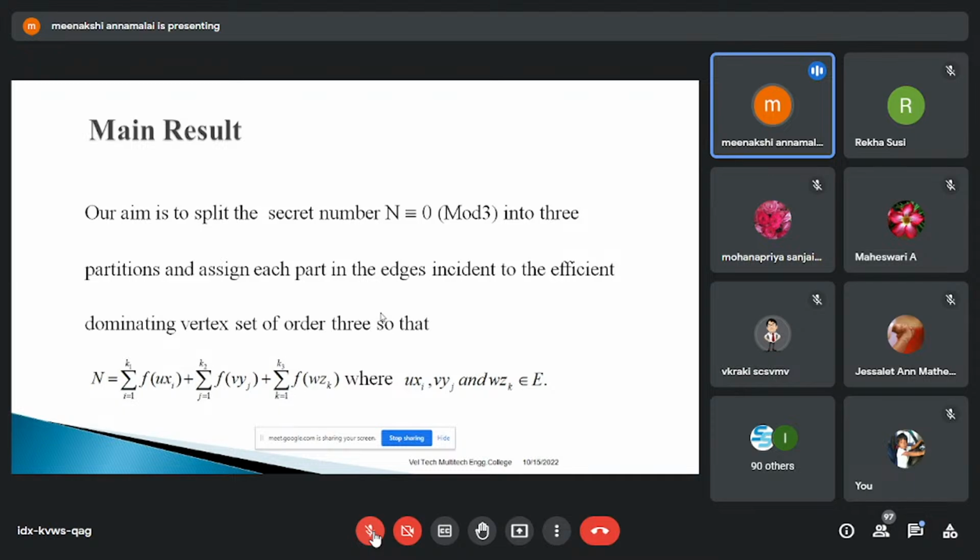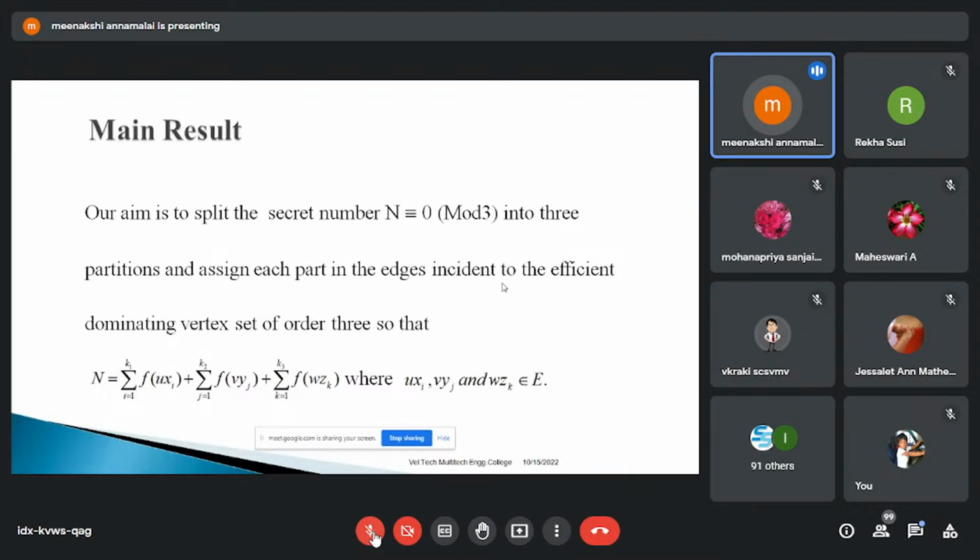Why 3 partitions? Here I am considering n under modulo 3. So that's why 3 partitions are there, and assign each part to the edges which are incident to the efficient dominating vertex set of order 3. Here order 3, here mod 3. So therefore 3 partitions are there. Therefore I'm setting up a network whose efficient domination number is 3.